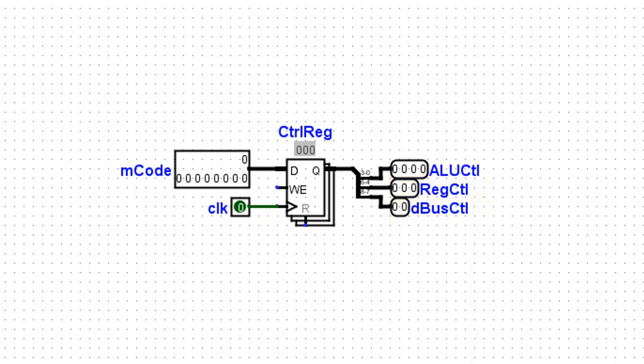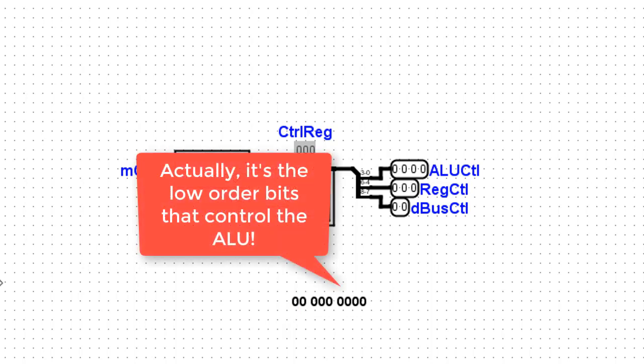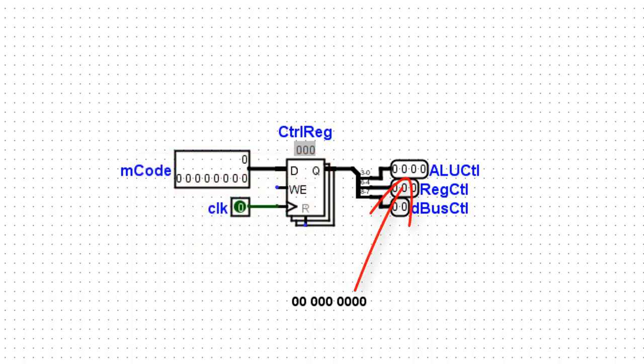For instance, if I had an input signal something like this, then those low order bits would control the arithmetic logic unit. The next 3 bits would control the register, and the 2 highest order bits would control the data bus.